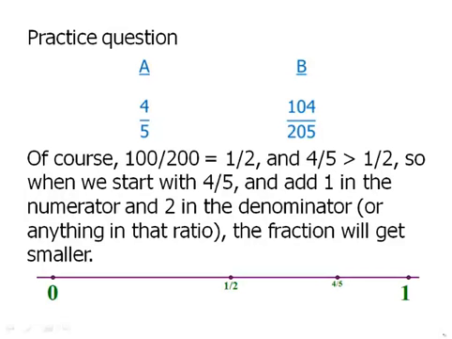And again, since 4/5 is up here, adding 1 to the numerator and 2 to the denominator, or anything in that ratio, is going to move it closer to 1/2, which makes it smaller. And so the fraction in B is smaller, and the fraction in A is larger.